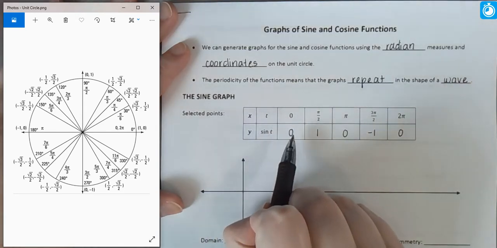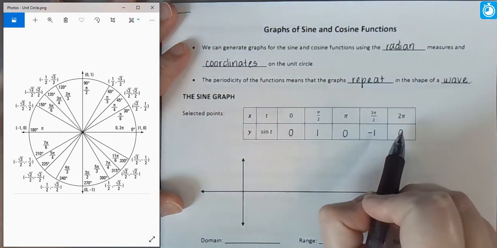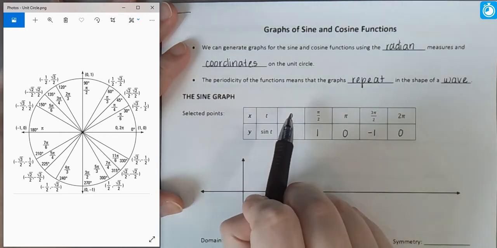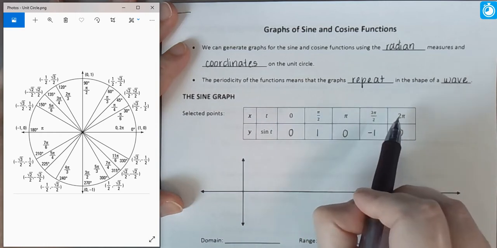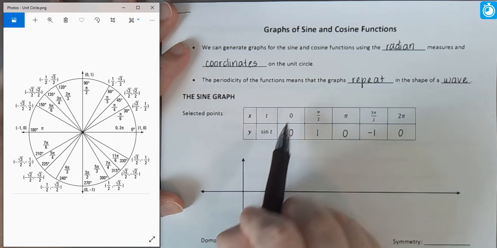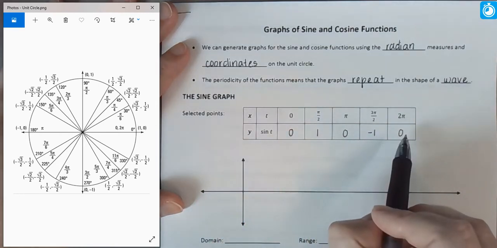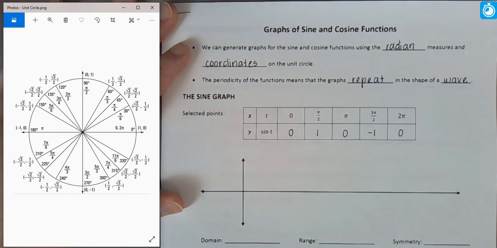So we can think of each of these as an ordered pair that exists on the graph of the sine function. So the radian measure is going to be our x value, and then the value of the sine function, its output associated with that radian measure, is going to be our y-coordinate. So let's put these specific ordered pairs on our graph.